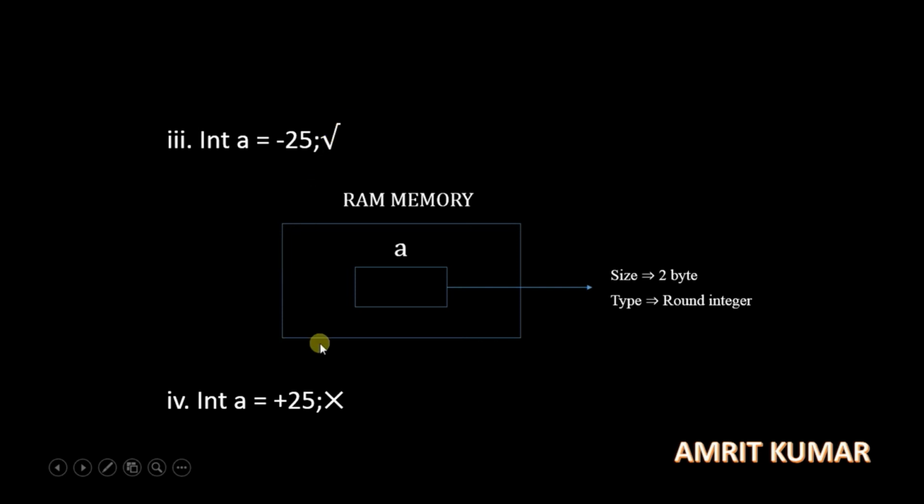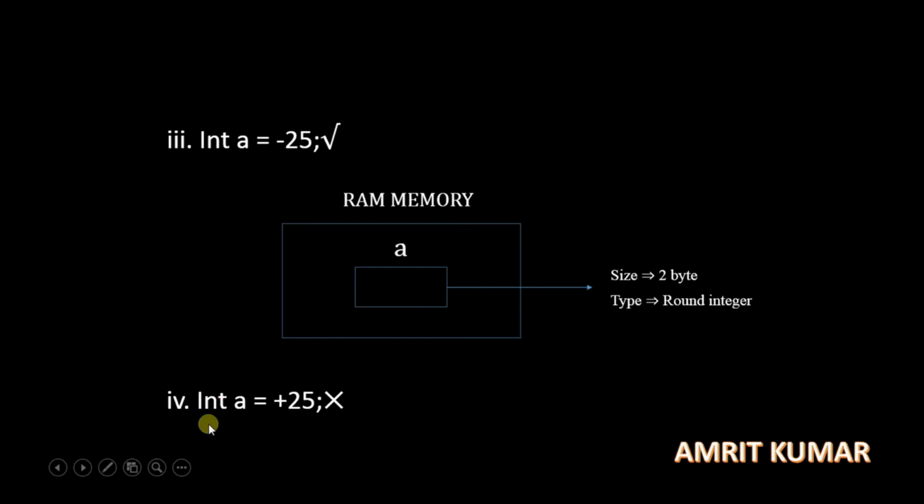But here you are seeing that this is the RAM, RAM memory we can say, and this is a variable a which contains a size of 2 bytes and type round integer, or we can say integer. So this is the area allocated in the RAM and it only stores a round integer. It is not going to store any character. It can only store a number, or we can say a round integer.